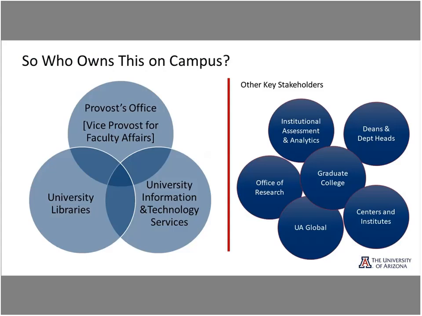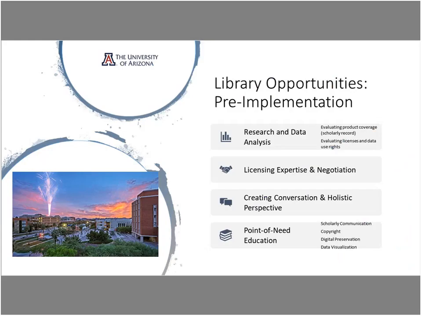So who owns this on campus? So our provost office was a primary lead in this, the University Libraries as a co-owner, as well as our information technology and services, but there were a number of other key stakeholders. Institutional assessment and analytics, the deans and department heads, Office of Research, our UA Global, centers and institutes. We had a wide-ranging number of stakeholders.